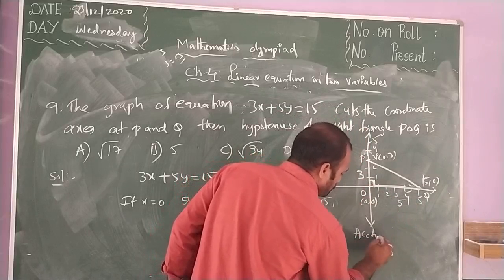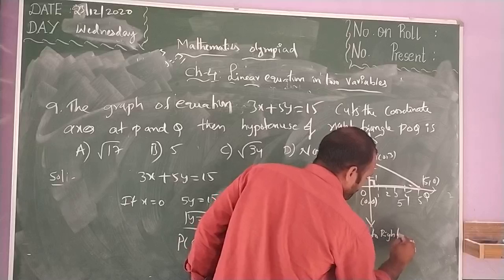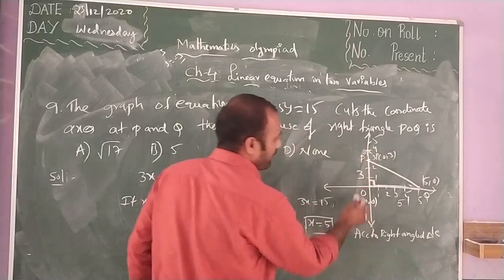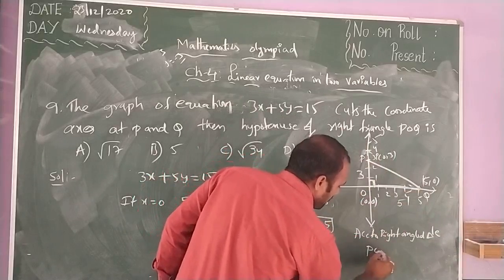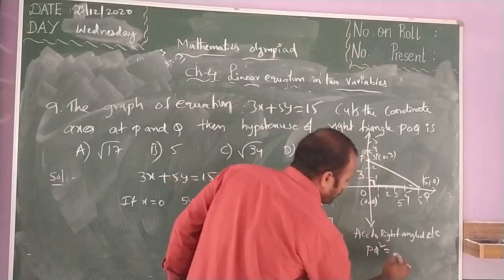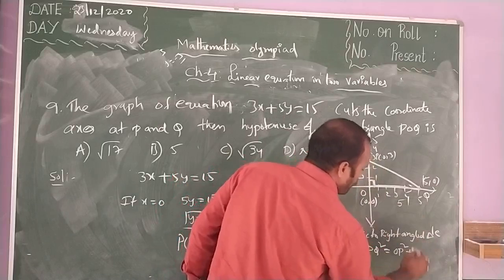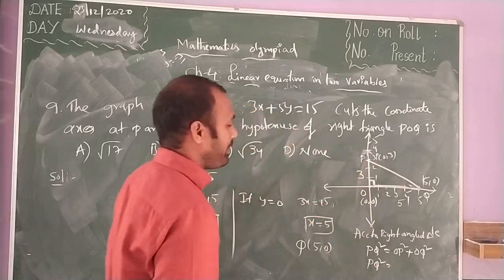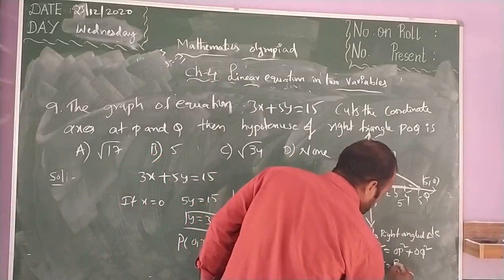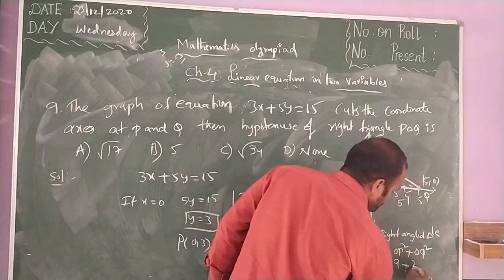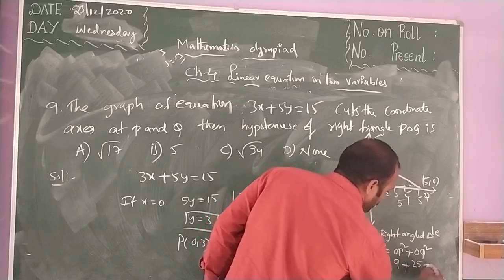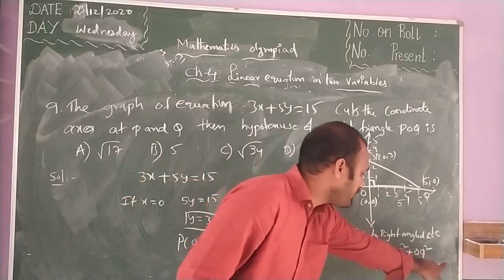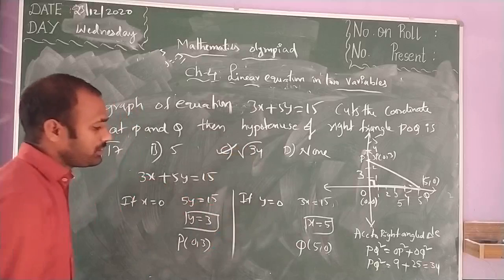So according to right angle triangle, we have hypotenuse square, that is PQ square is equal to OP square plus OQ square. So PQ square is equal to OP, OP is 3 square, which is 9, plus 5 square, which is 25. So 9 plus 25 is 34. So PQ will be root 34. If I transpose square to other side, it will be root. So answer is root 34.